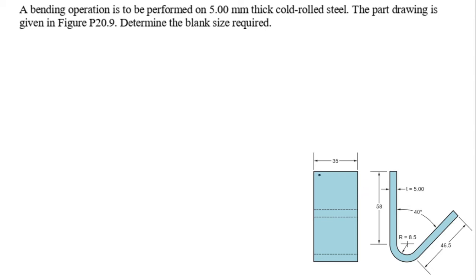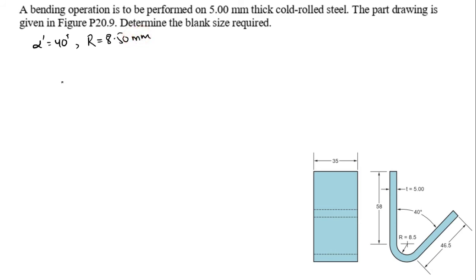So we have a stock with the width 35. We have 58, 46.5. We have the bend allowance here. We have the internal radius of 8.5, the inside angle of 40 degrees, and the stock thickness of 5. So we can write it down here. The alpha prime would be equal to 40 degrees, the internal angle. Then R is equal to 8.50 millimeters.